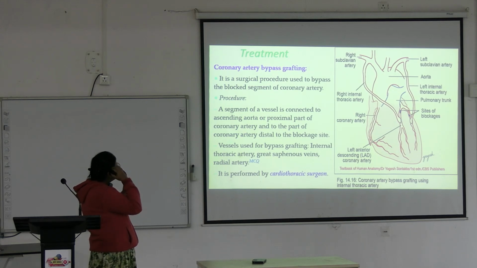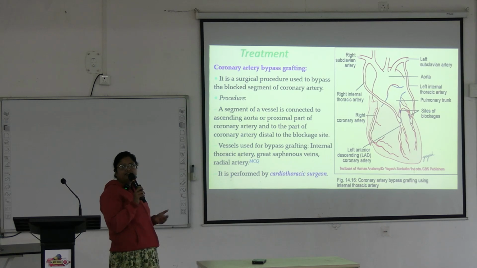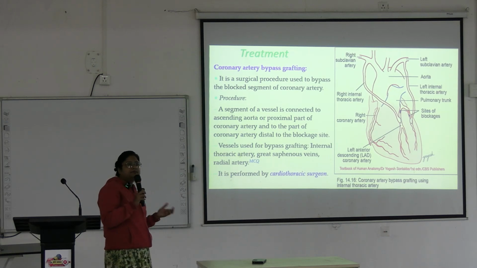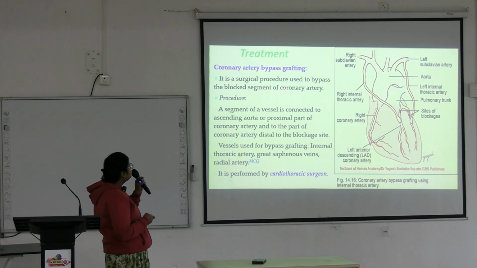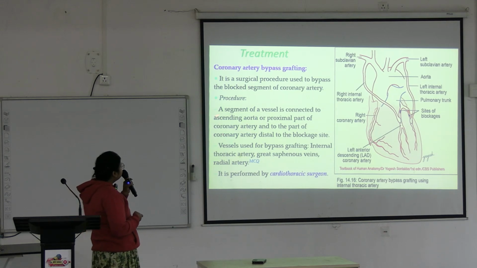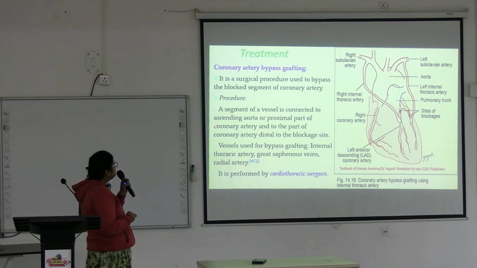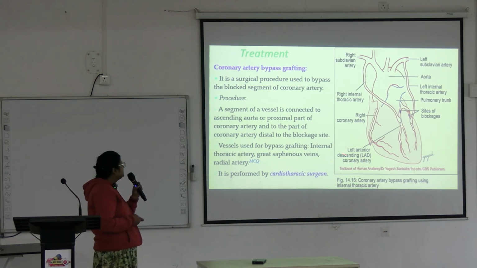Next, you can do coronary artery bypass graft. If stenting is not possible, the blockage is larger, then you can do coronary artery bypass graft. It is done by cardiothoracic surgeons. So it is a surgical procedure used to bypass the blocked segment of the coronary artery. What is the procedure? A segment of vessel is connected to the ascending aorta or proximal part of the coronary artery, and the part of the coronary artery distal to the blockage site. Vessels used for bypass graft are internal thoracic artery, great saphenous vein, and radial artery.